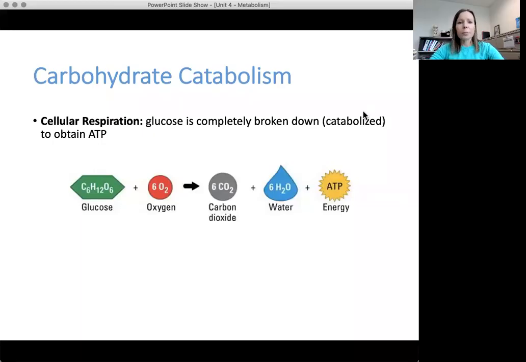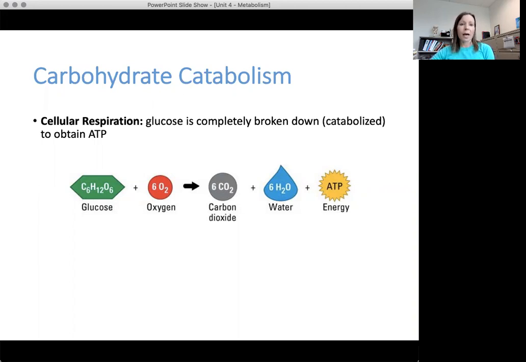This short lecture will be to review the metabolism of the major nutrients, carbohydrates, lipids, and proteins. This is continuing after our discussion of cellular or aerobic respiration, where you're taking a glucose molecule and breaking it down to obtain a large amount of ATP, which is known as the energy currency of the body. It's really the only molecule that can be used directly by body cells for energy.